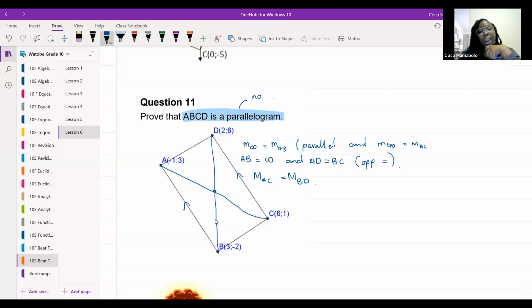Yes, they need to be parallel and equal. Very true. You can use the distance. Yes. Marula, remember the distance formula is this one. The size of AB must equal the size of CD, and the size of AD must equal BC. So the opposite sides will be equal.